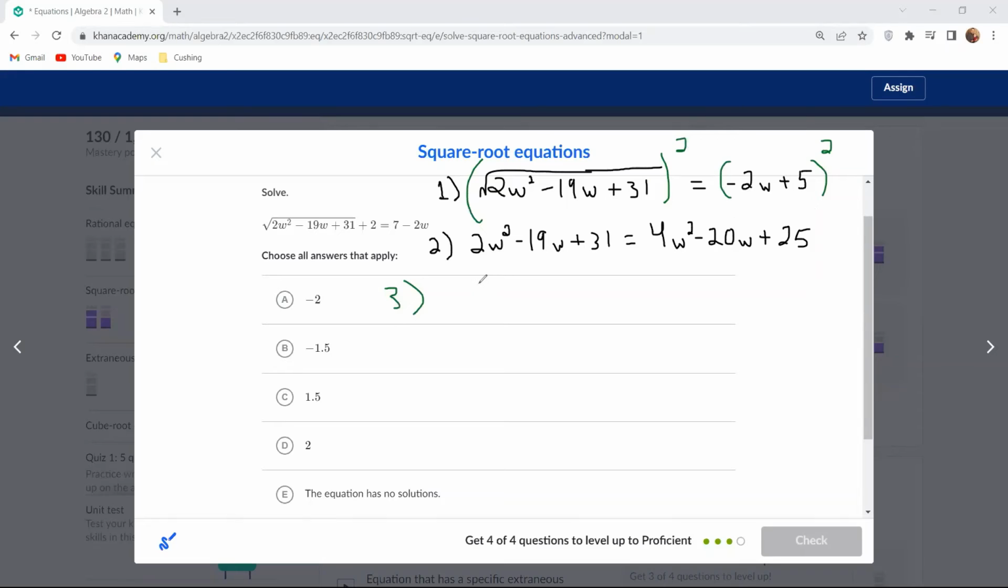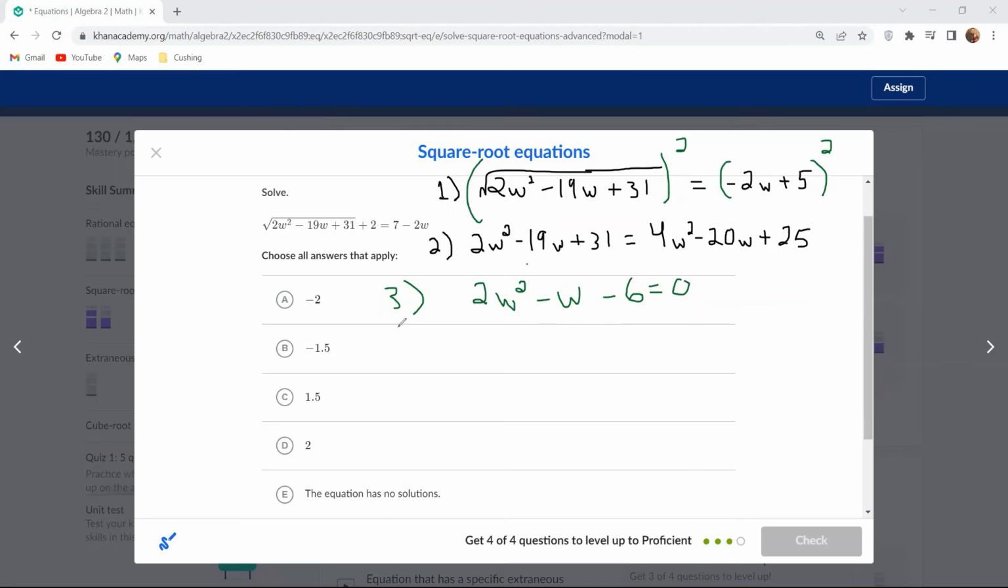So now I'm going to just combine like terms. Subtract 2w from both sides. So on the right side, I end up with 2w squared. I'll add the 19w to both sides. And so now that's actually going to give me minus w. And then subtract 31 from both sides, I actually get minus 6. And then 0 on the other side.